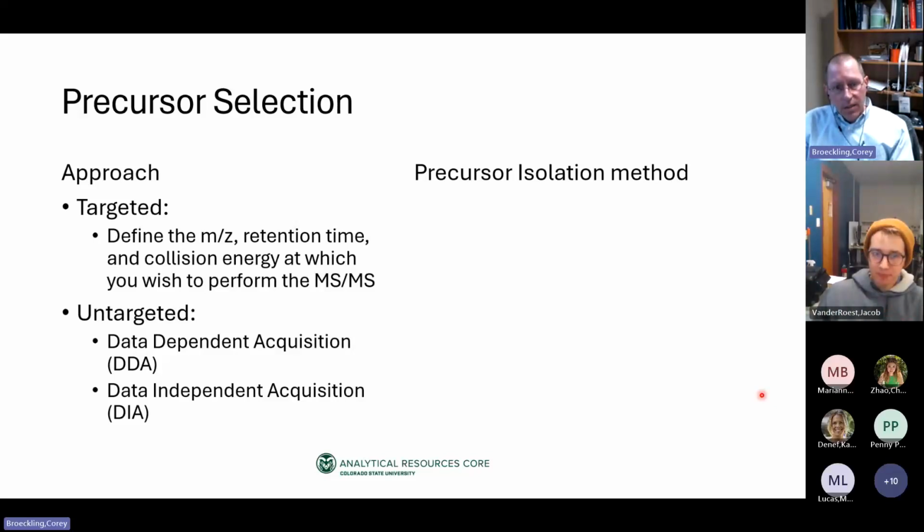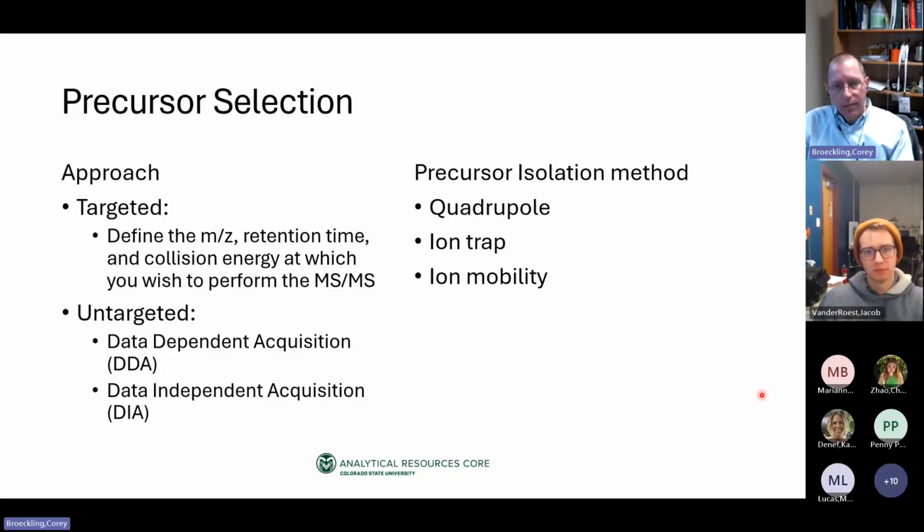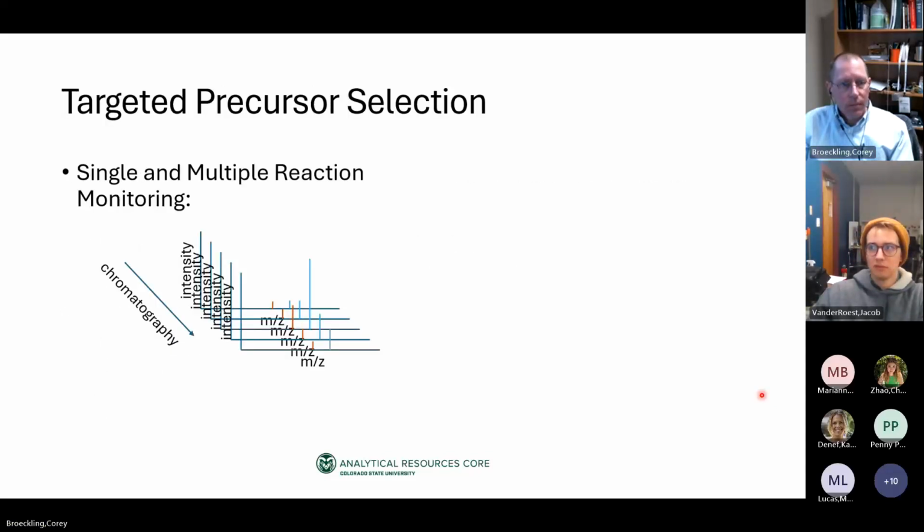The second subcategory that we'll talk about is the precursor isolation method. And this comes down to the hardware. You can use a quadrupole or an ion trap or ion mobility to select precursors. And we'll talk a little bit about what those look like.